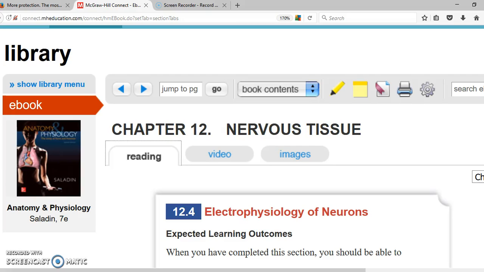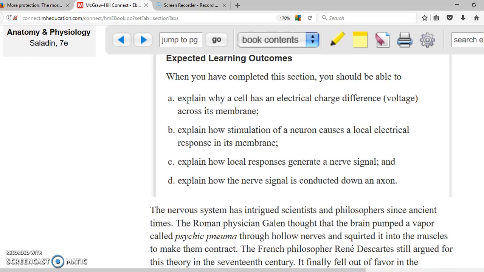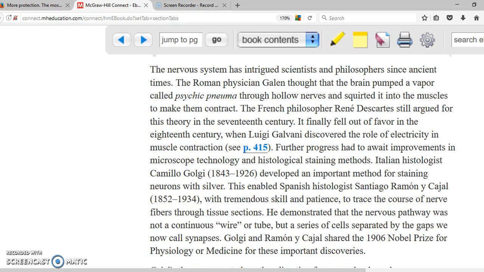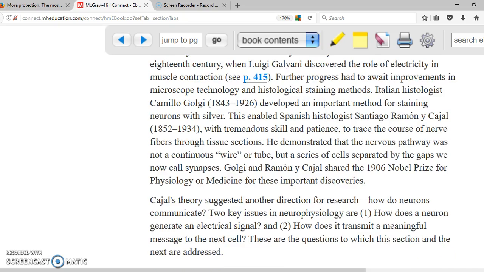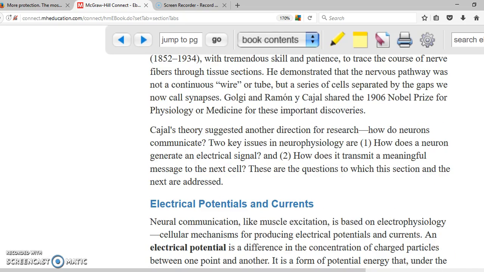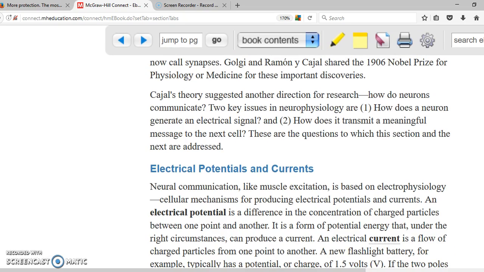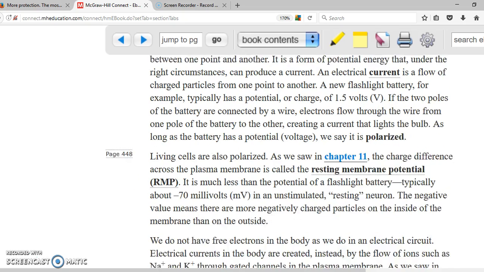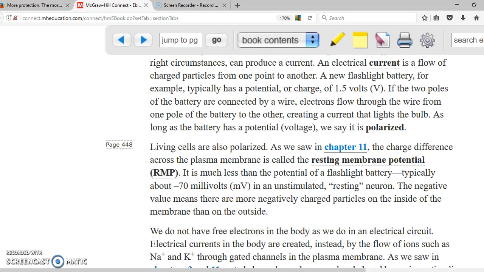Okay, the next item in this chapter is electrophysiology of neurons. Again, electrophysiology means electricity. We already talked about that when we were covering the muscles. It's similar. Okay, again, we are talking about electrical potential, current, polarized, voltage. Similar concepts, so we are not going to talk much about it because we already mentioned that.